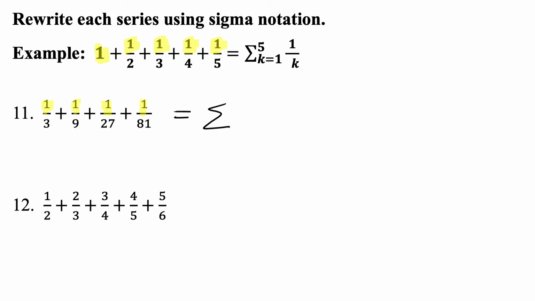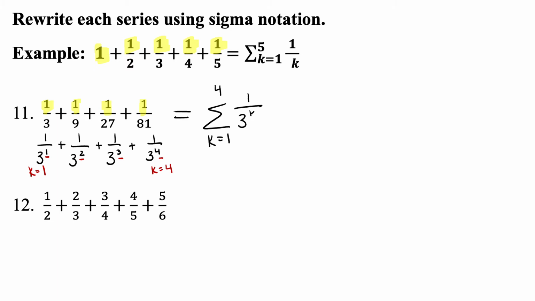So if we rewrite these terms as a power of 3, we have 1 over 3 to the first, plus 1 over 3 squared, plus 1 over 3 cubed, plus 1 over 3 to the fourth. So now that we can write these as 1 over 3 to some power, starting, let's use k, when k equals 1, going all the way until k equals 4. We can write this sum as the sum, sigma, from when k equals 1 until 4, and the pattern here is 1 over 3 to that kth power.